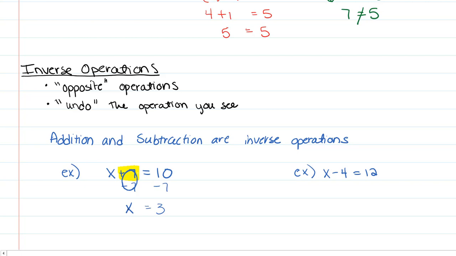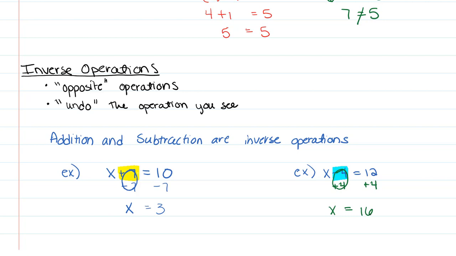Same with our next example, x minus 4 equals 12. What I see there is subtraction. The inverse of subtraction is addition. So I'm going to add 4. Negative 4 plus 4 is 0. And that helps us to isolate x or get it by itself. And 12 plus 4 is 16. So we end up with x equals 16.